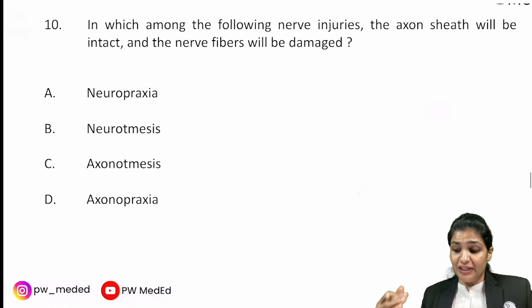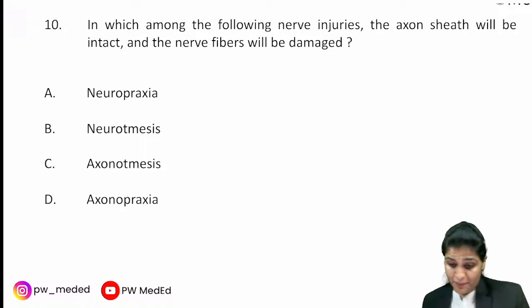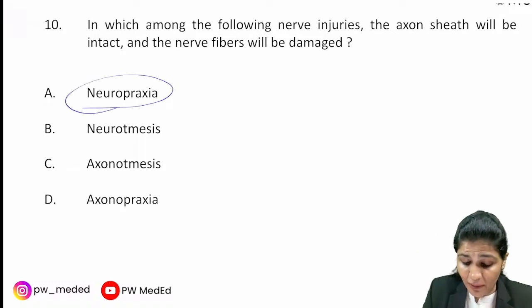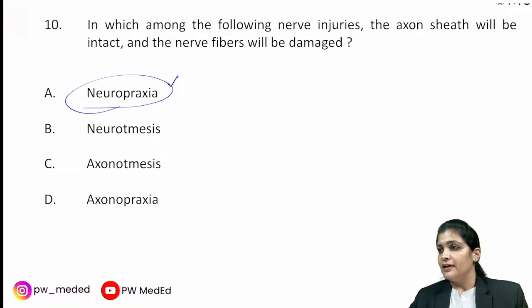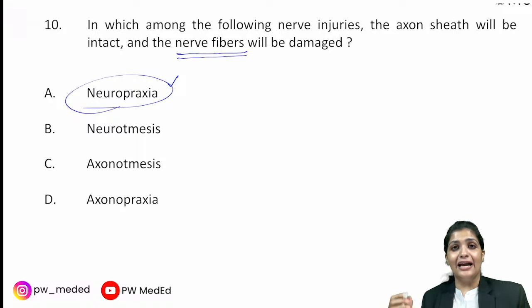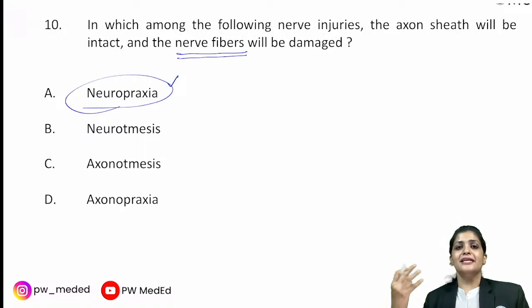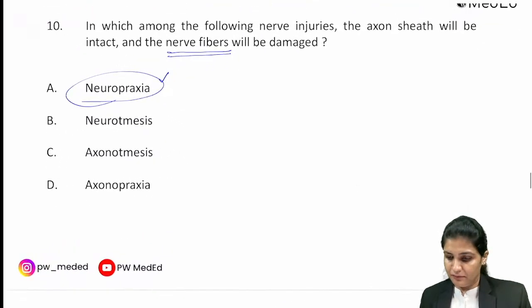So if the axon sheath is intact and the nerve fibers are damaged, that means it is nothing but neuropraxia. Whenever the axon sheath is intact, it is neuropraxia, where only the flow is disturbed. If the nerve fibers are damaged and the axon sheath is damaged, then it is axonotmesis. If the axon sheath is intact, it is usually neuropraxia.